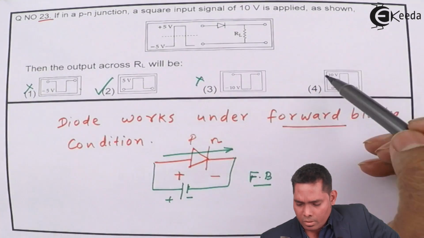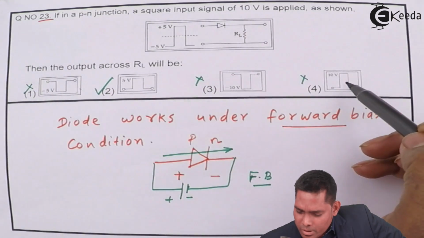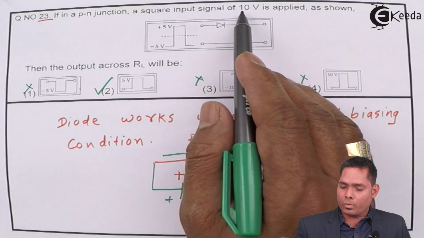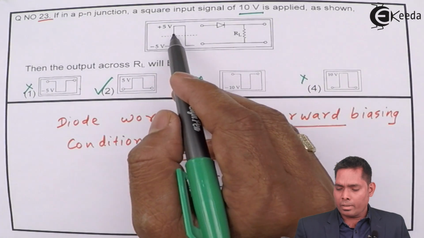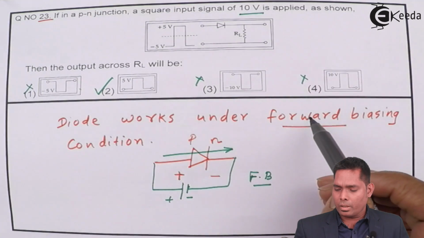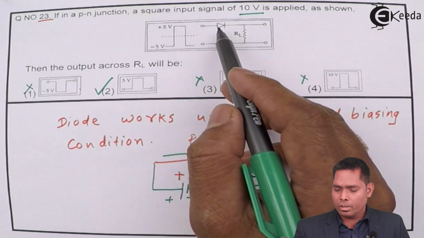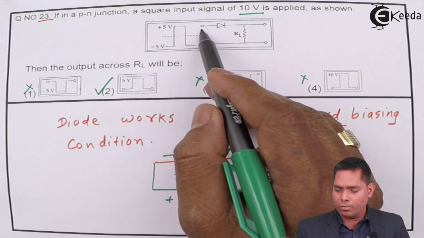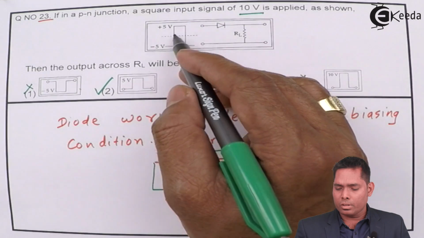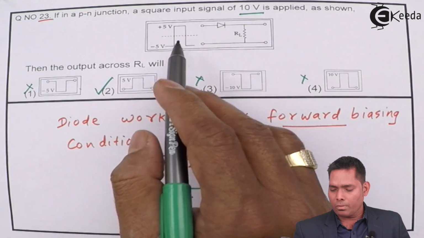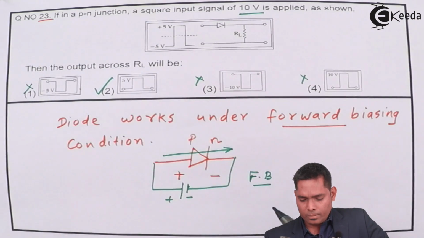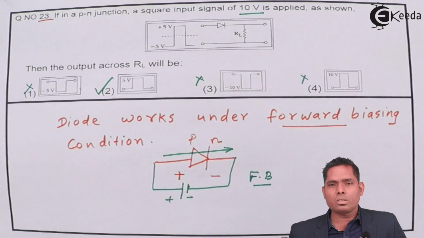This will not work. This is also not possible because the input signal is 10 volt and the amplitude is 5, so you cannot have 10 here. So this is the only answer: when the diode is connected to the positive half of this signal, during the positive half, this will work. Positive half means 10 by 2, which is 5 here, so during 5 volt it will work. So that is the answer to this question.